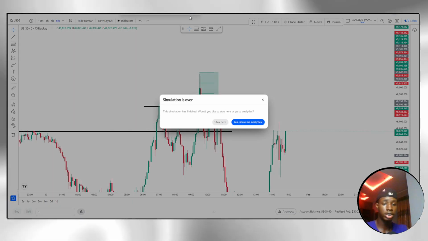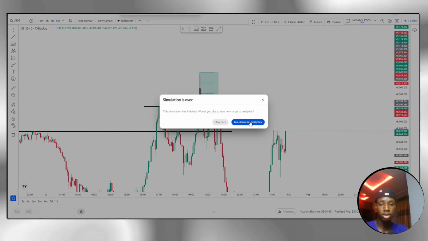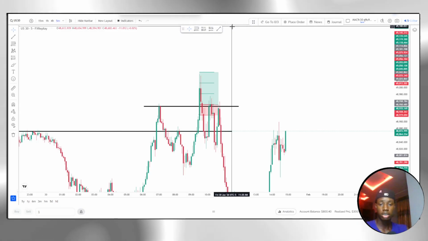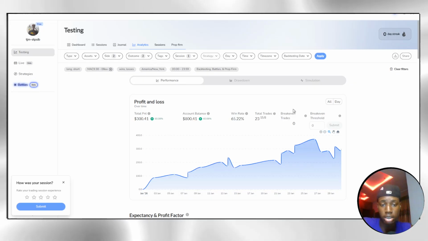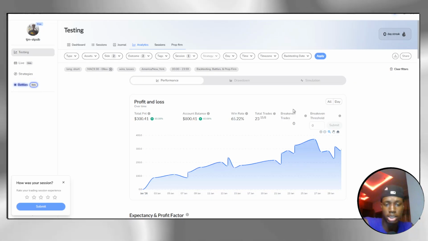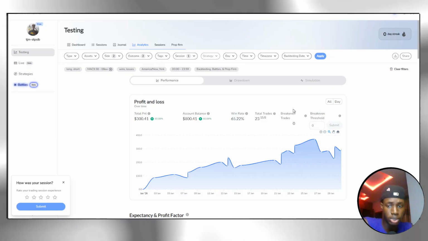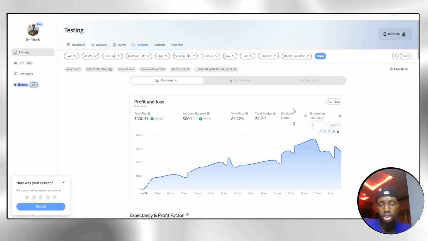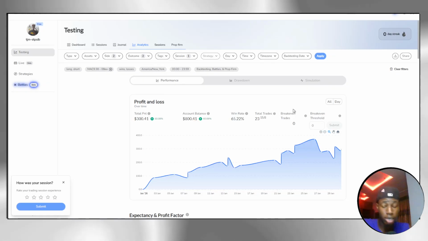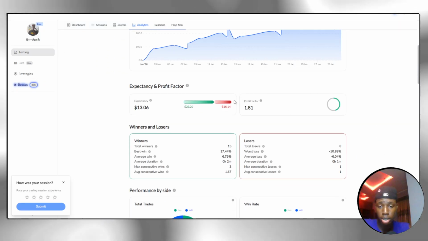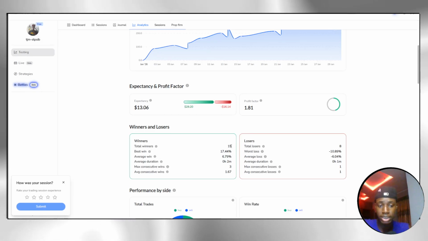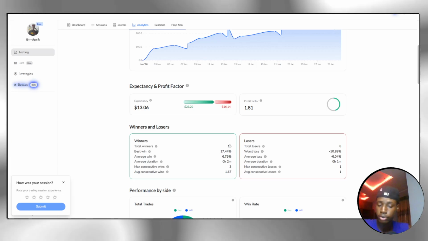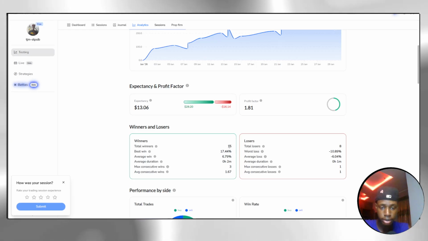So we're gonna check the analytics now. We're already done, so show me the analytics of this session. You guys can see that, oh my god, 65% win rate. We had a total PNL of 300, even though I wasn't taking full advantage of the trades. We had a total of 15 wins, even though I didn't take all the trades, and a total of 8 losses.